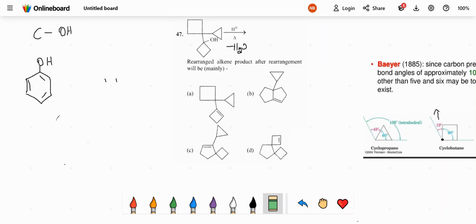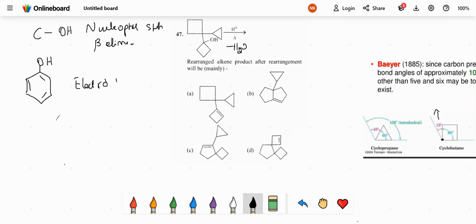If it is an aryl part, there should be a delocalization in that ring. So if the OH is attached to that aryl part, then it will be an aryl alcohol. If it is attached to the alkyl part, that will be an alkyl alcohol. So alkyl alcohol will give only two types of reaction, based on the reagent: nucleophilic substitution and beta elimination. But the aryl alcohol will only give electrophilic substitution.